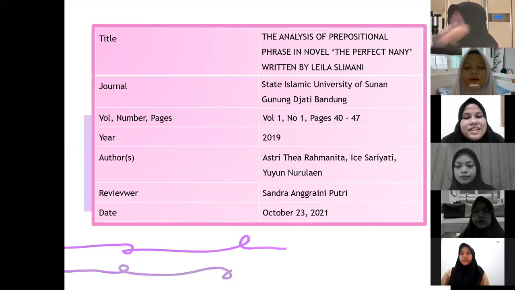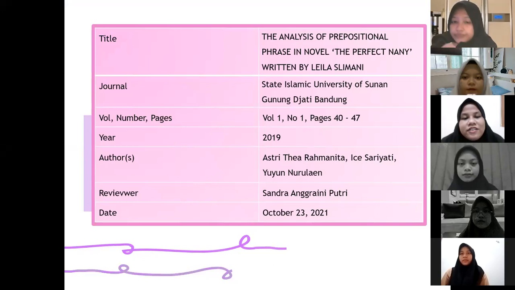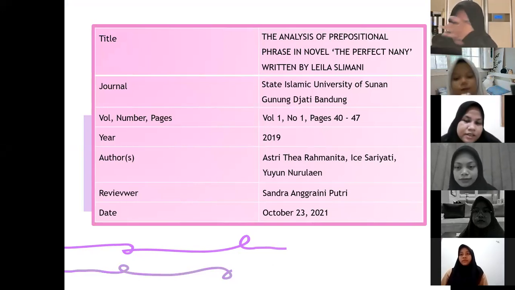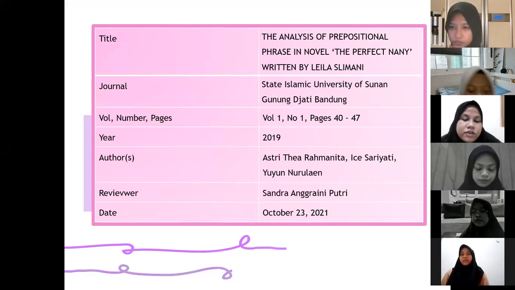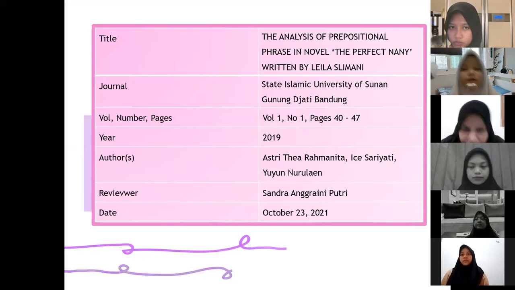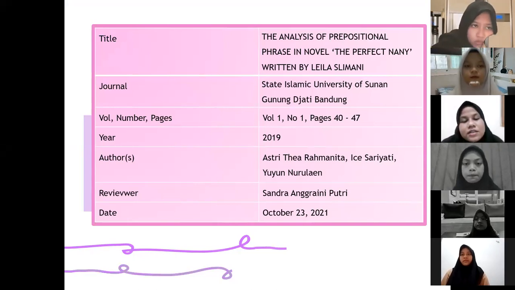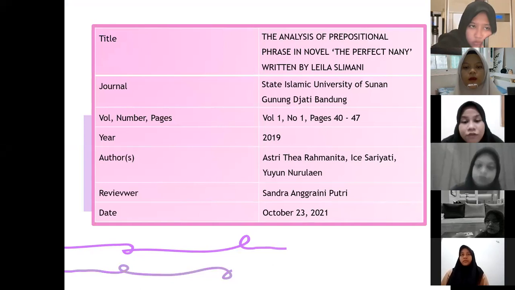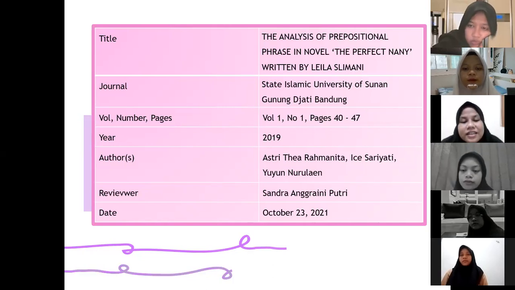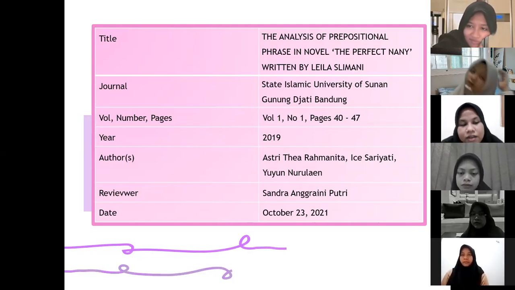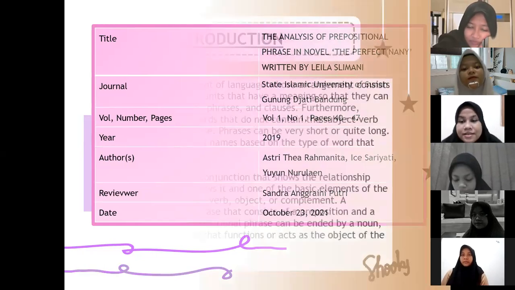The title is The Analysis of Prepositional Phrase in Novel The Perfect Nanny, written by Leila Slimani. The journal is State Islamic University of Sunan Gunung Djati, Bandung. Volume 1, number 1, and pages 40 until 47. The year is 2019. The authors are Astri Tiara Manita, Ice Sariati, and also Yuyun Nurulain. Reviewer Sandra Anggraini Putri, and the date October 23, 2021. Next.